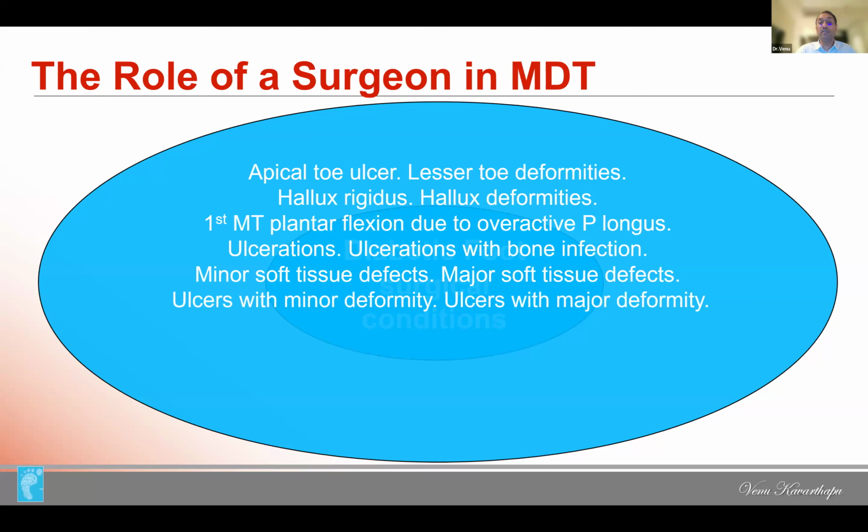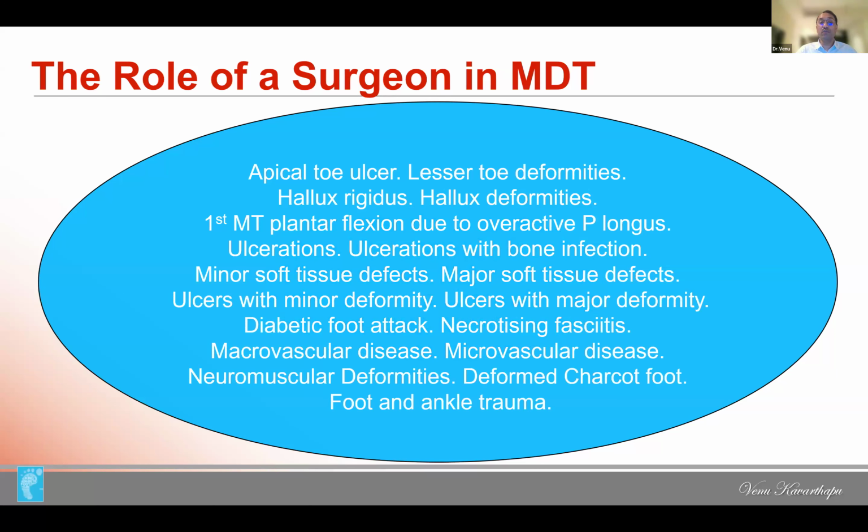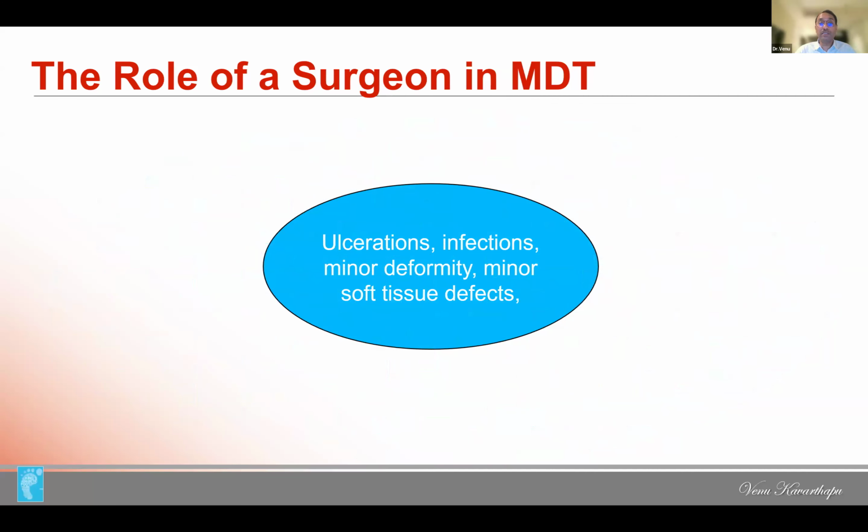Ulcers with minor deformities in combination with ulcers or major deformities such as a Charcot foot, a diabetic foot attack, necrotizing fasciitis, microvascular disease and macrovascular diseases, neuromuscular deformities mainly due to neuromuscular imbalances, or a deformed Charcot foot, or even foot and ankle trauma. There's such a wide range of diabetic foot surgical conditions a surgeon in an MDT should be able to address.